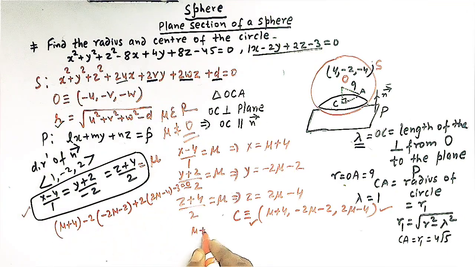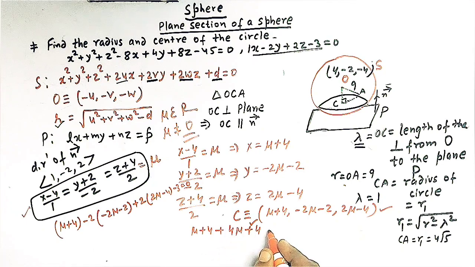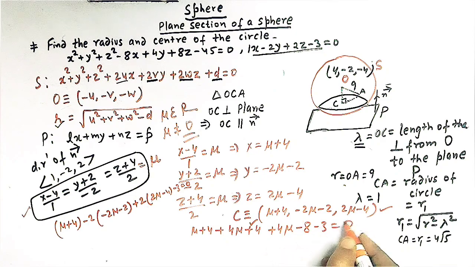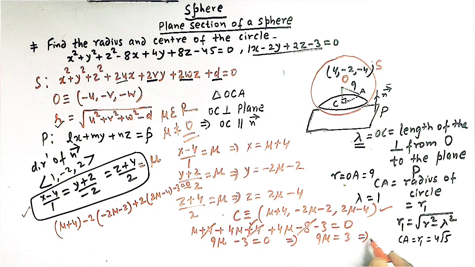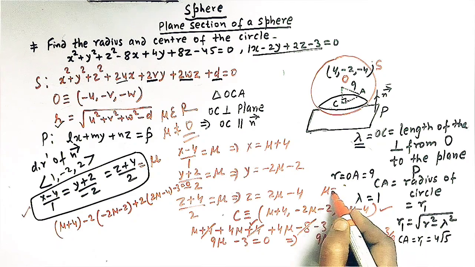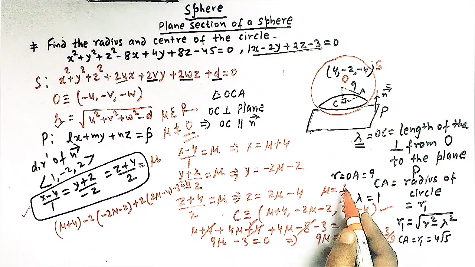So we have mu plus 4, then we have plus 4 mu, then we have plus 4, and then we have 4 mu, and minus 8 minus 3 is equal to 0. So here 4 plus 4, 8, 8 plus 1, 9. So we have 9 mu. Here 4 plus 4, 8, and 8 and 8 get cancelled, so we are left with only minus 3, right? So from here 9 mu is equal to 3, so mu is 3 over 9, and the value of mu is now equal to 1 over 3, right?